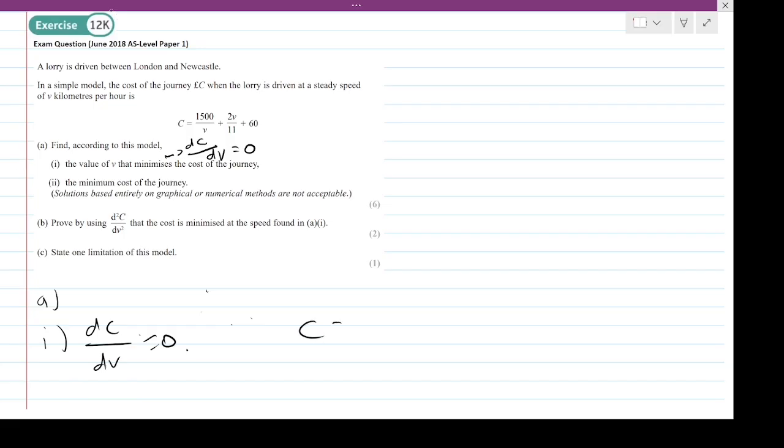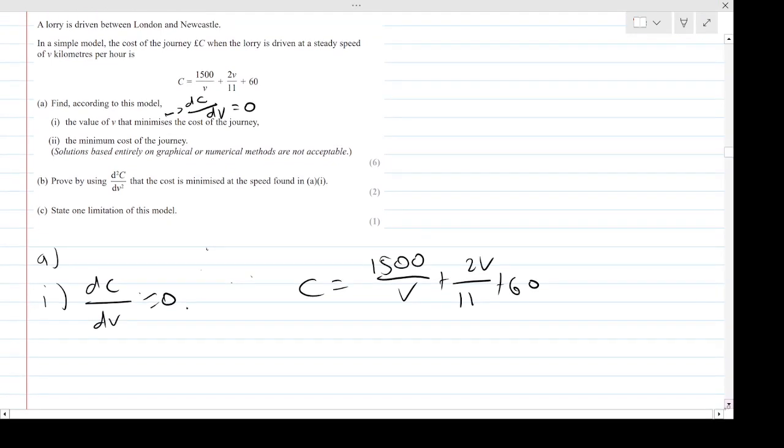So I know that c is 1500 over v, add 2v over 11, add 60. I need to differentiate the v variable in my equation here. But I can't do that at the moment because I've got this fraction over v. I need to write it as a power, I can't have anything over v. So I can just do 1500v to the minus 1 as it's a reciprocal, then add 2 over 11 lots of v, add 60. Now we can differentiate.